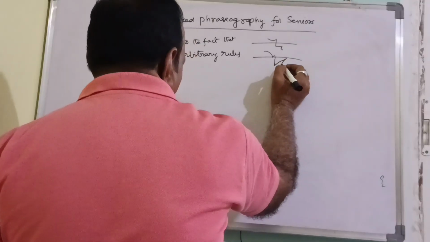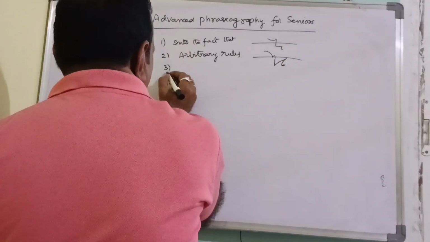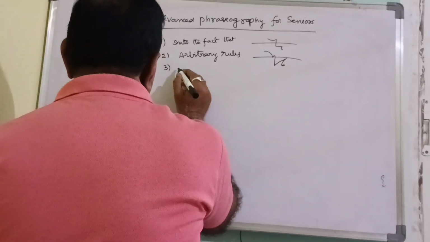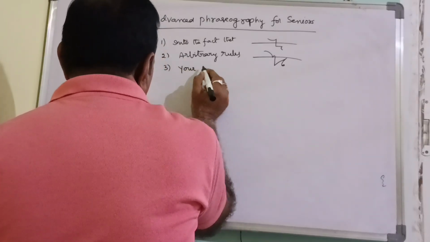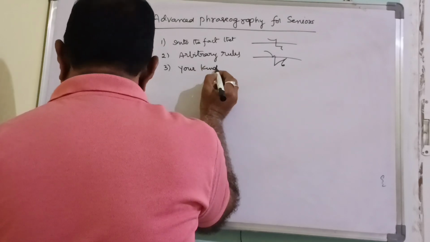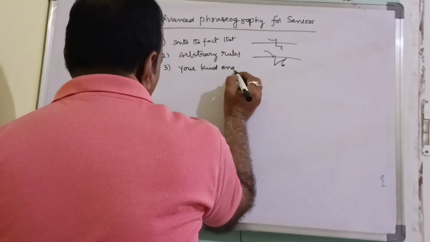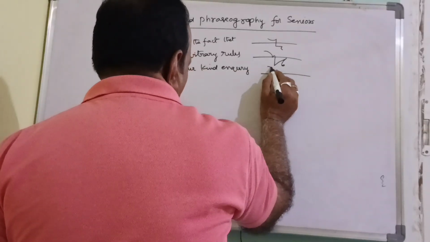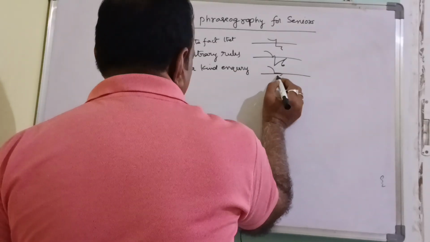Arbitrary rules. Then the third outline, your kind enquiry, your kind enquiry.